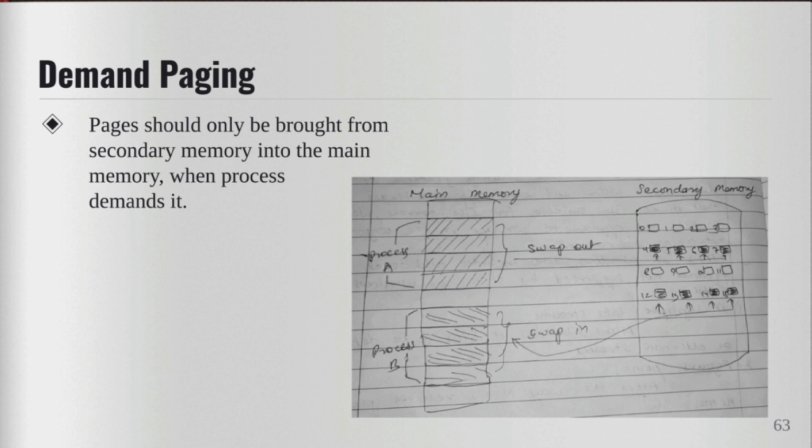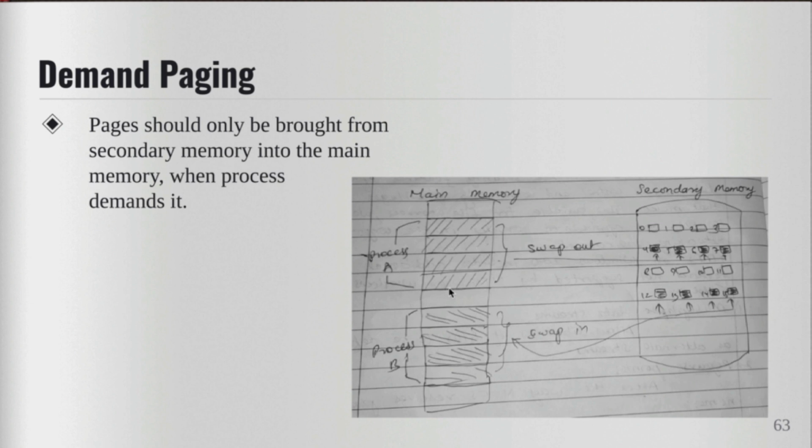So how is demand paging implemented? Well, when a process tries to access a page, there are certain steps that are generally followed. First, it will attempt to access the page. If the page is valid, which means it is there in the main memory, then it will continue the execution as normal. So if the page is already present in the main memory, then no problem, it can continue the execution. However, if the page is not present in the main memory, then it's going to request that page.